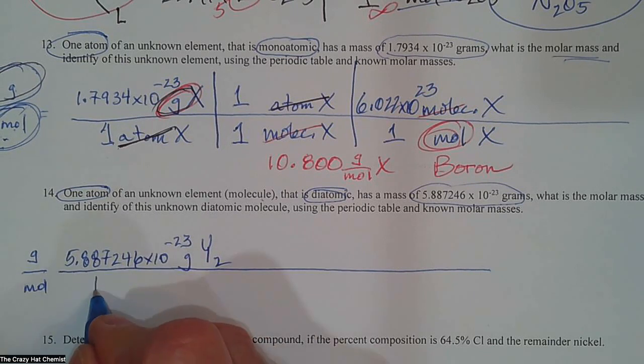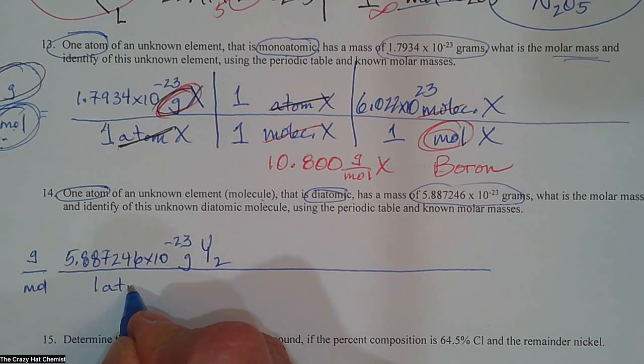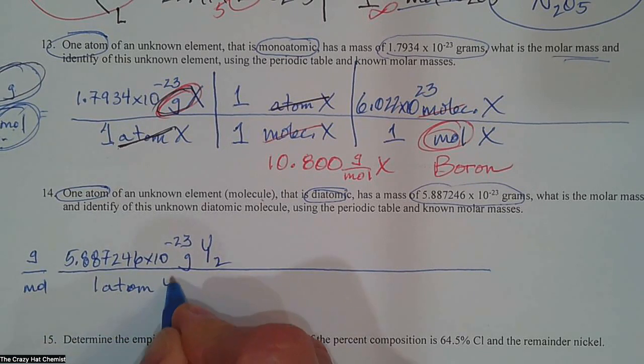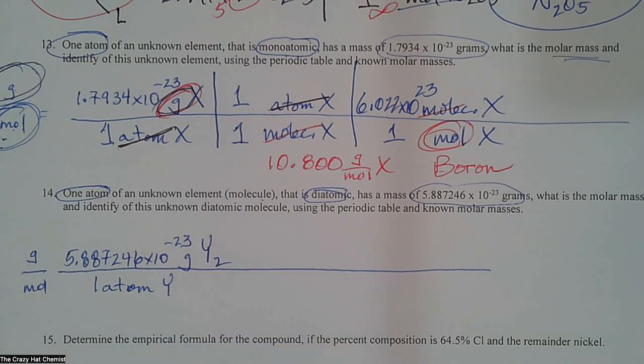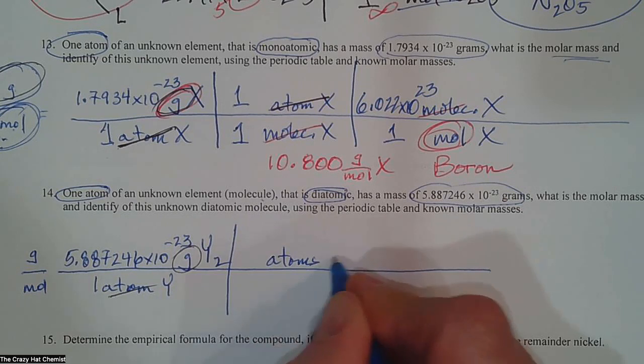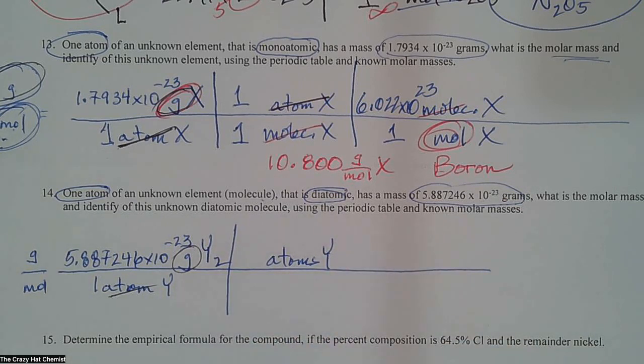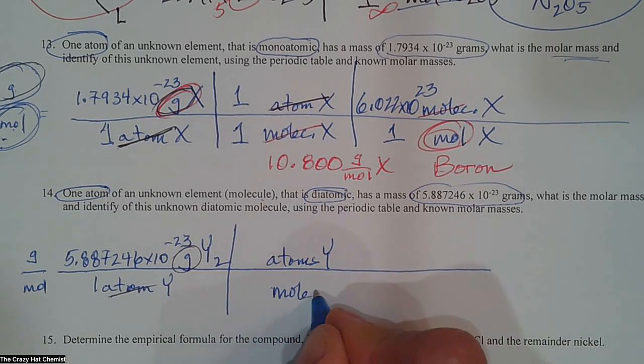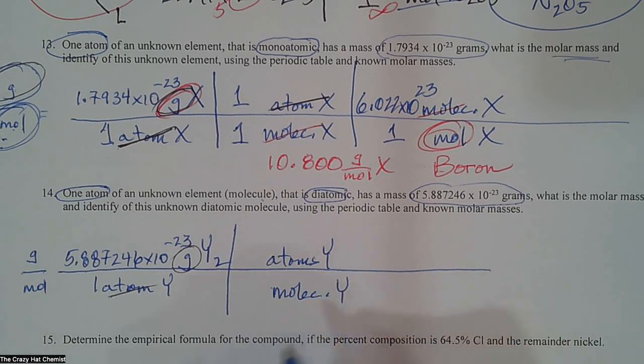And it says it's one atom of Y has this. Okay, and so what we're going to do is we want to keep these units of grams, but cancel out atoms. So atoms of Y and molecules of Y.